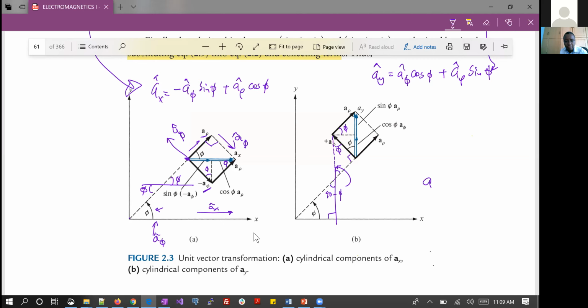Therefore, we put a negative A phi. So we are saying that if you go 1 unit in the direction of A rho, or negative 1 unit of A phi, you will have 1 unit AX. This is from this point to this point. So that is going to be my unit vector AX.